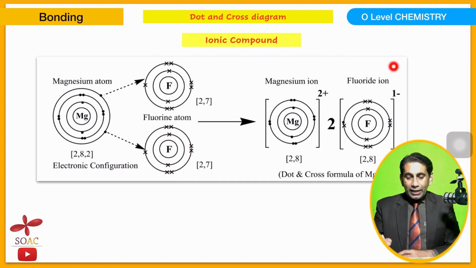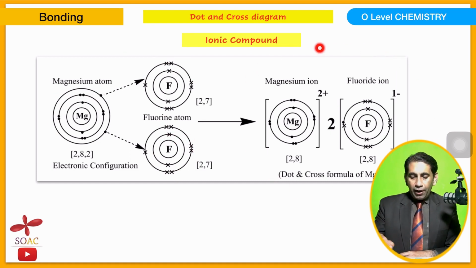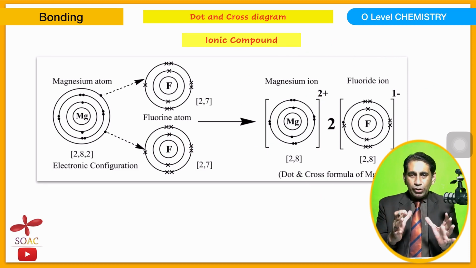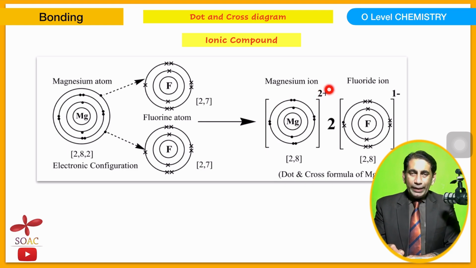Finally, this is the final diagram of magnesium fluoride as an ionic compound. We have applied brackets over here. That is the division of positive and negative spheres. There is a positive sphere that has a 2 plus charge, and a negative sphere that has a 1 negative charge. There are 2 moles of negative species, 2F.